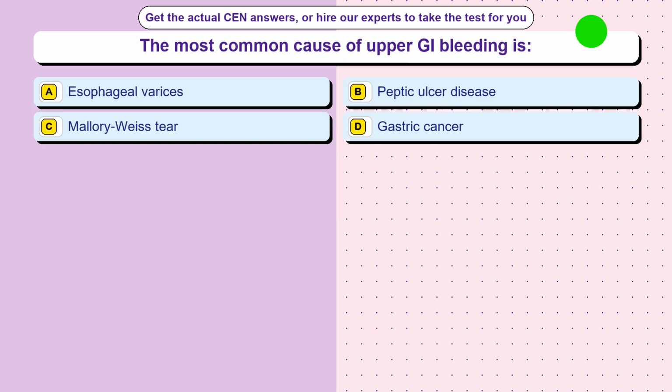Question 98. The most common cause of upper GI bleeding is: Option A, esophageal varices. Option B, peptic ulcer disease. Option C, Mallory-Weiss tear. Option D, gastric cancer.